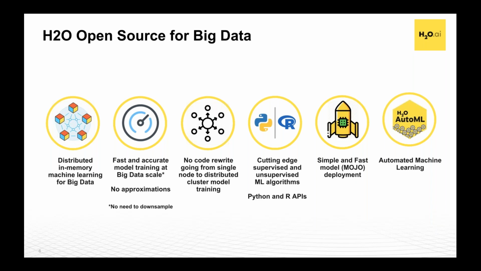And we have supervised as well as unsupervised ML algorithms, which can be accessed via Python and R, as well as the H2O Flow, which is the browser-based UI. And then the Java jar artifact, which you get after building the H2O models, is called a MOJO, which can be deployed anywhere. And this open source H2O also has an AutoML library, which is called H2O AutoML.